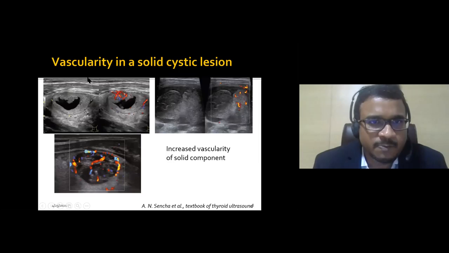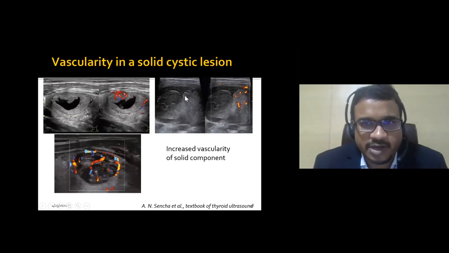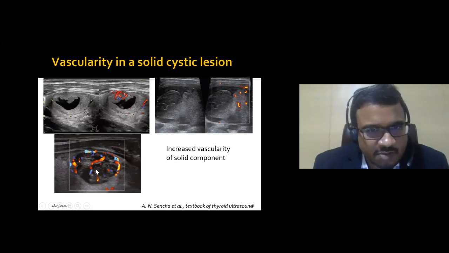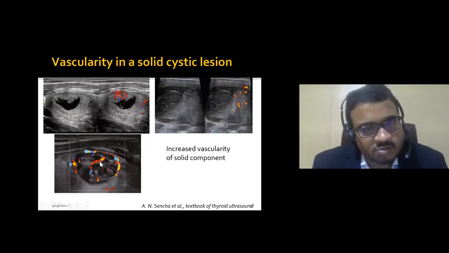Particularly if you have a solid cystic lesion like this, where this part is the cystic lesion and this is the solid lesion here, and you would like to see whether this is important or not, you just switch on the color Doppler and see the vascularity. When you have vascularity within a solid component in a cystic lesion, that's a suspicious lesion. Similarly, here too, this is a sort of pedunculated lesion, and you have vascularity within this solid component. This again is suspicious. Sometimes you can have something that looks like honeycombing, but when you see vascularity within this strand, it is suspicious for thyroid carcinoma.